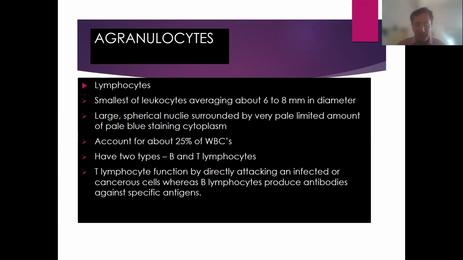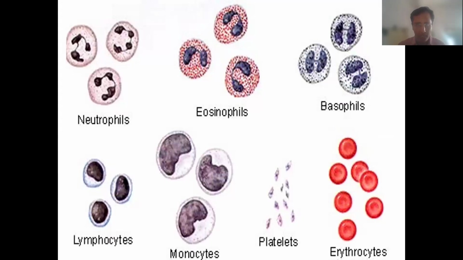They are the lymphocytes, the smallest of the leukocytes, about 6 to 9 micrometers. They are spherical in shape, very pale, with a limited amount of pale blue staining cytoplasm. They account for 25% of the count, and include B and T lymphocytes. They directly attack infected and cancerous cells and produce antibodies against specific antigens.